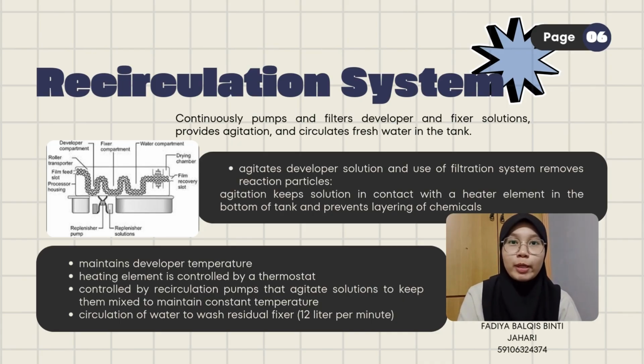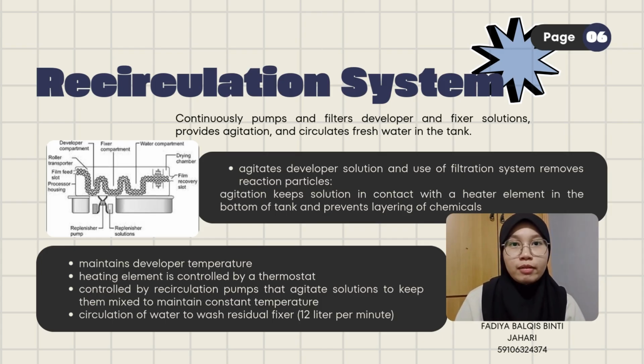So now I will explain about the recirculation system of the automatic processing system. The recirculation system continuously pumps and filters developer and fixer solution, provides agitation, and circulates fresh water in the tank. It agitates the developer solution, and the filtration system also removes reaction particles. Agitation keeps solution in contact with a heater element in the bottom of the tank to prevent layering of chemicals.